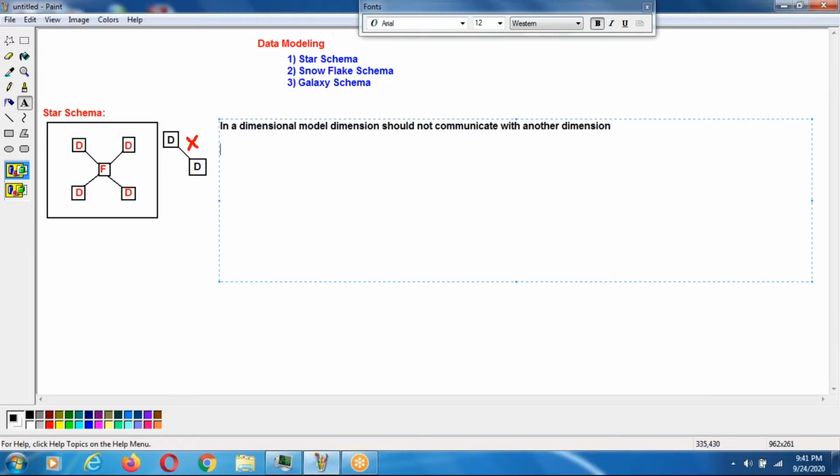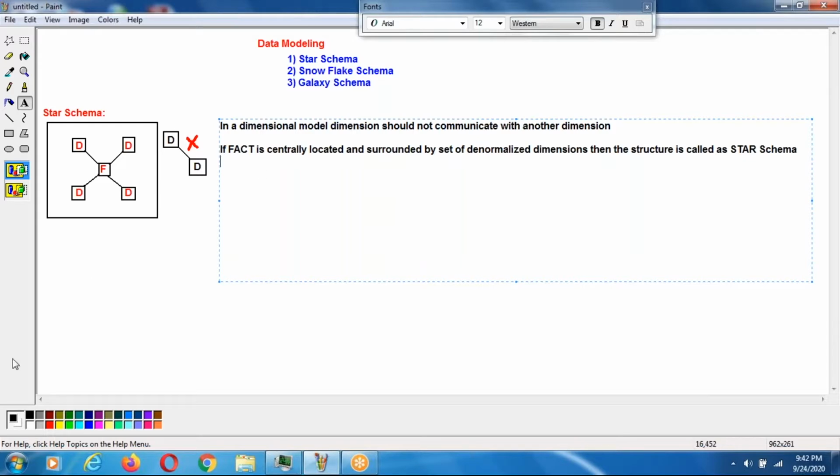That means if fact is centrally located and surrounded by set of denormalized dimensions, then the structure is called as star schema.